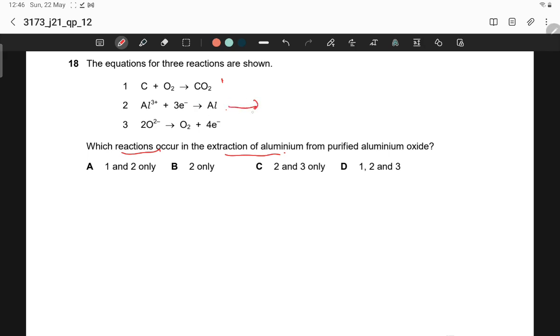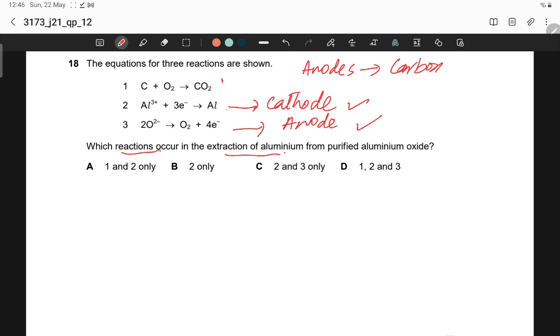So this reaction occurs at the cathode, this reaction occurs at the anode, this is correct. And when oxygen is produced at the anode, because the anodes are carbon rods, it starts reacting with the carbon rods to form carbon dioxide, so this is also correct. So all 3 reactions occur in the extraction of aluminium from purified aluminium oxide.